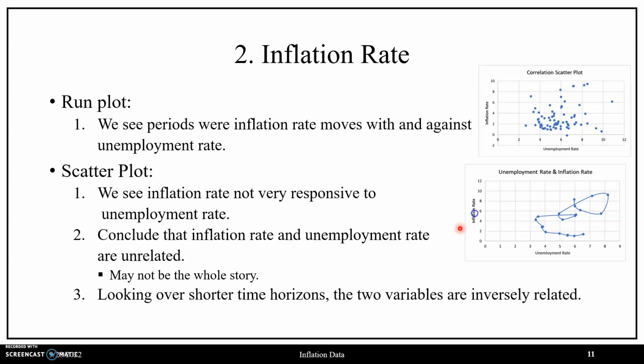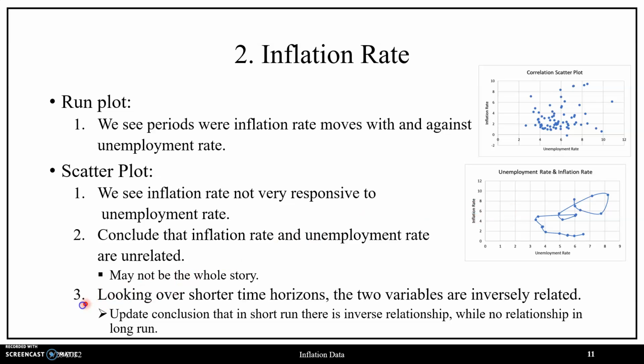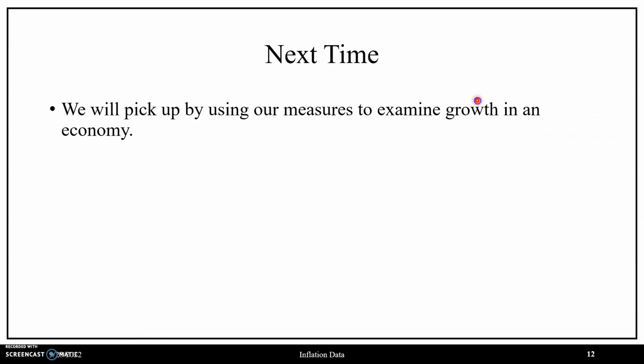So based upon this information about long-run and short-run relationships, we'll update our conclusion: in the short run, there is an inverse relationship between the unemployment rate and the inflation rate, in that as unemployment increases, the inflation rate will decrease, while in the long run, the two variables are not related with one another. With this in mind, in our next video we'll use our measures of the unemployment rate, inflation rate, and GDP to examine growth in an economy.